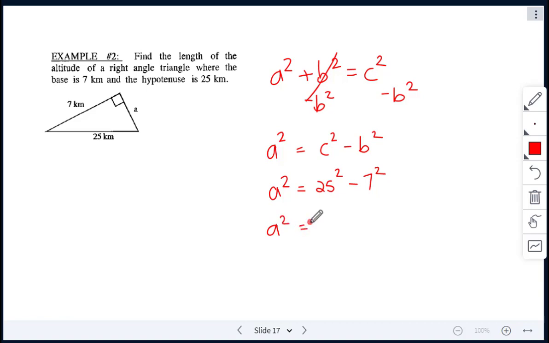25 squared is 625. And then 7 squared is 49. So we'll subtract those two to give me 576. Okay, that's still for A squared. We need to solve for A. So now we take the square root of both sides to give me A is equal to 24 kilometers.